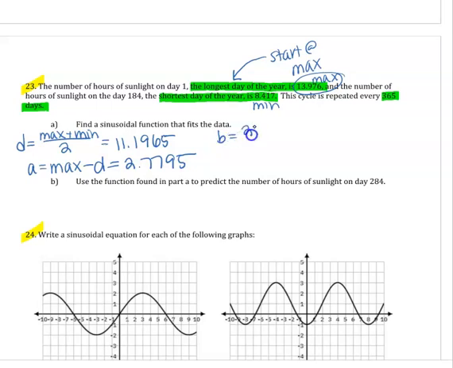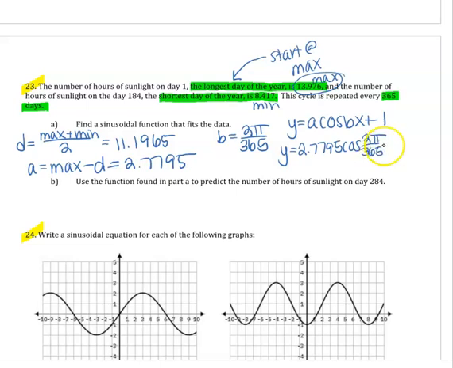Frequency is 2 pi divided by the period, and they told me the period was 365 days. So putting all this information together, again, I'm going to use a cosine model because we're starting at a maximum. I have y equals 2.7795 cosine of 2 pi over 365x plus my midline of 11.1965.